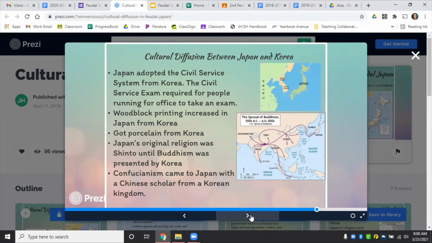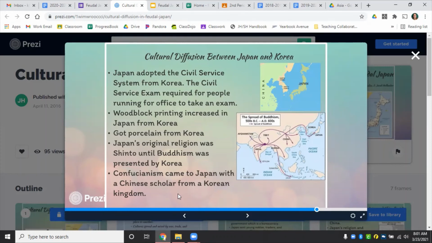Japan took the idea from Korea of wood block printing. They got porcelain from Korea. Japan's original religion was Shintoism until Buddhism was presented, and then we know they merged that together into Shinto Buddhism like we talked about. And then the last bullet, Confucianism, came to Japan with a Chinese scholar from a Korean kingdom. So Confucianism was kind of another cultural diffusion thing that not only blended with China and Japan, but also with Korea.